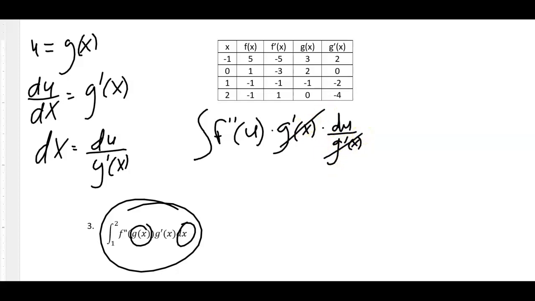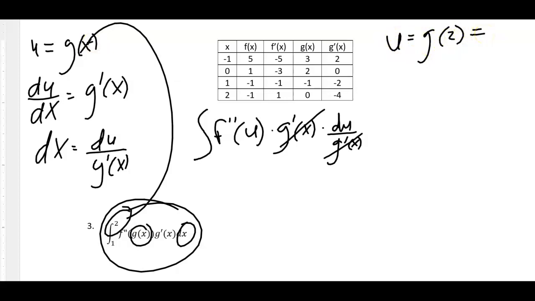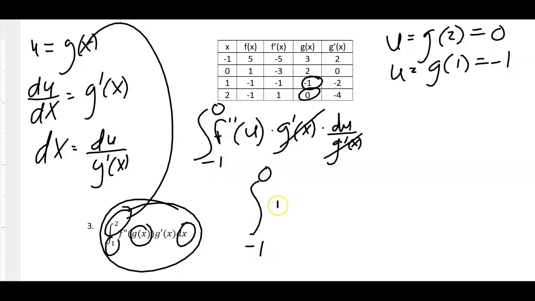And once again, we want to change our limits of integration here, so the 2, plug it in there. G of 2 is 0. And then we'll plug in the 1. G of 1 is -1. And so rewriting this nice and neat, we have that. So the only thing that's really different about this problem happens now, and that's the fact that we have a double prime here. And when you integrate a double prime, it becomes a single prime.